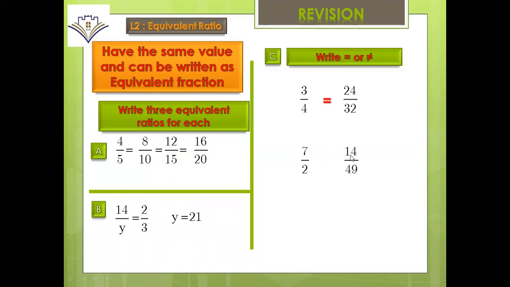7 over 2 and 14 over 9. 7 became 14. 7 multiply 2 equals 14. Then 2 multiply 2, is it 9? No, it's not. Then it's not equal.